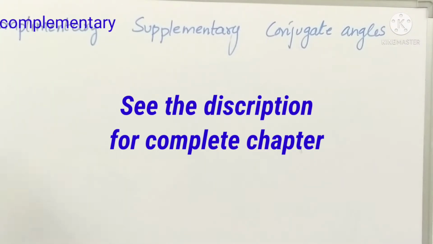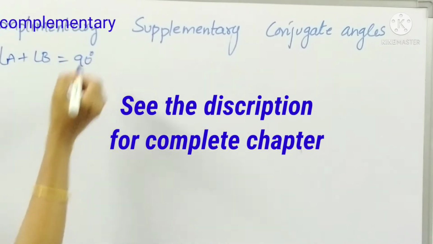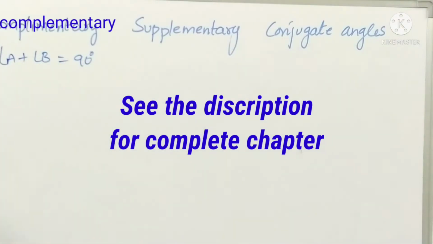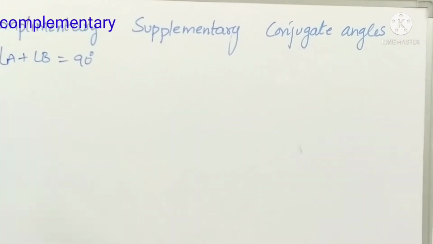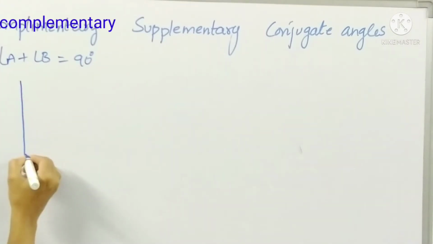Today in this video we are going to learn complementary, supplementary and conjugate angles. What does complementary angle mean? If the sum of two angles is 90 degrees, then they are called complementary angles. So if two angles are there, and when we add them it is 90, then they are called complementary angles.